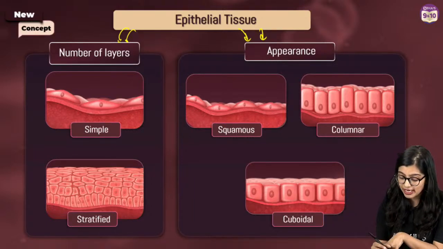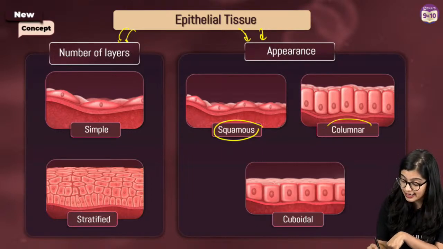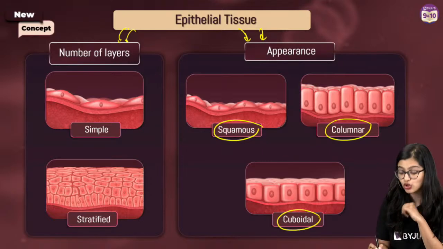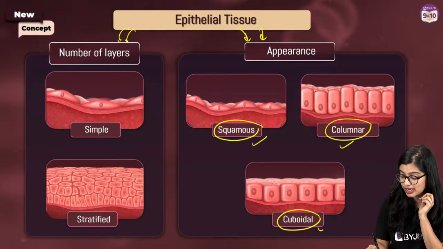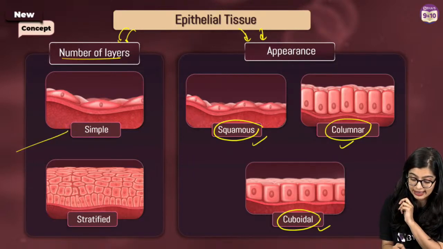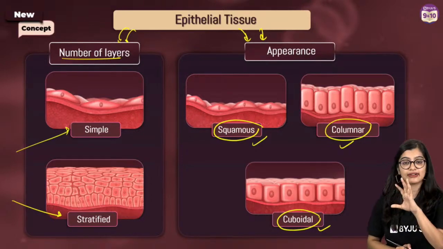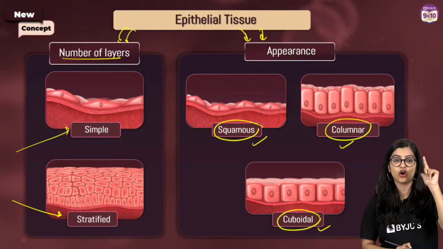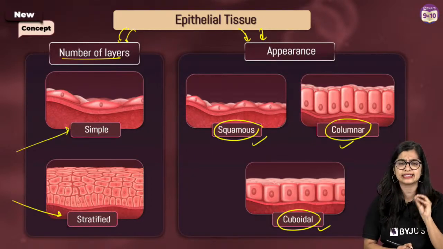Based on appearance, I have squamous, columnar, and cuboidal. That means structurally the cells will have a peculiar shape. Based on number of layers, I can either have simple or stratified. Are we clear with this much? Yes or no? It's very simple and easy.